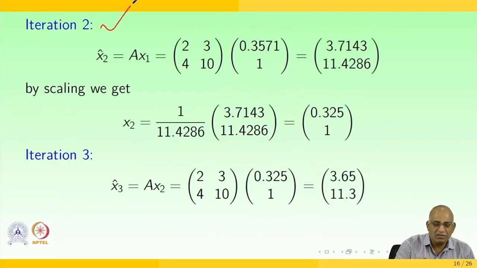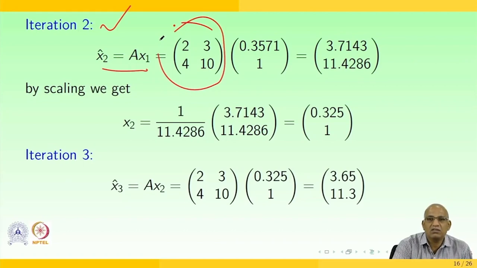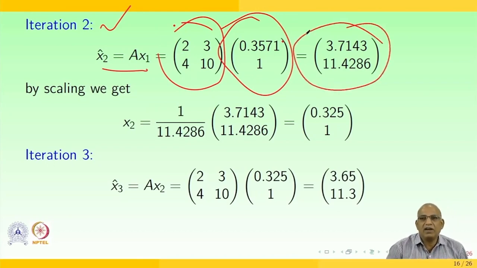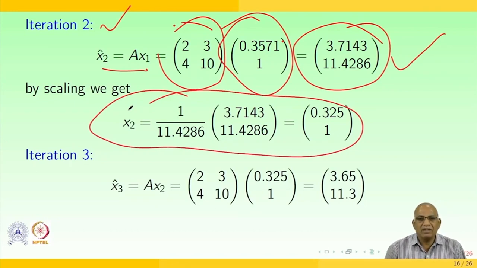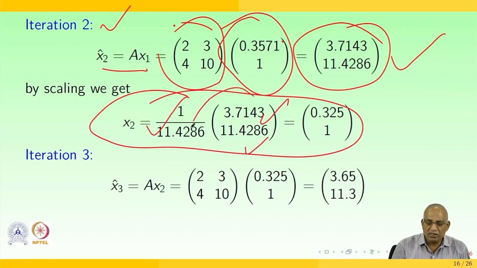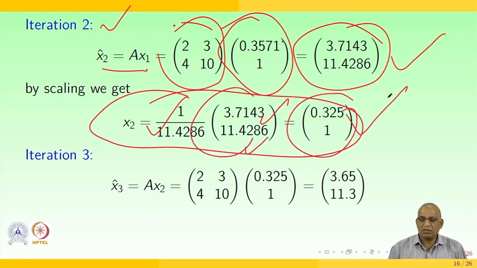And iteration 2 is x2 hat, which is Ax1. So A is the matrix 2, 3, 4, 10, and x1 is this matrix. When you multiply with this, you get 3.7143, 11.4286. By scaling, we get x2 equal to 1 over 11.4286 multiplied with 3.7143, 11.4286. So essentially, it turns out to be this matrix.